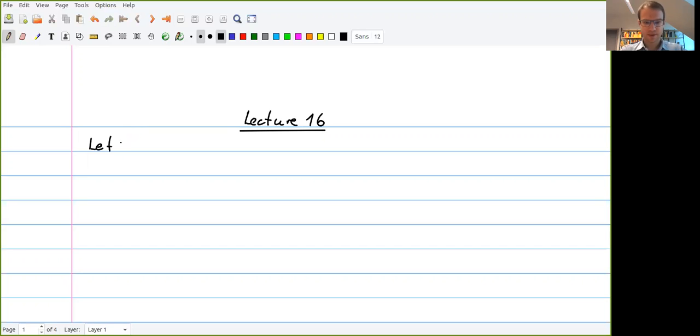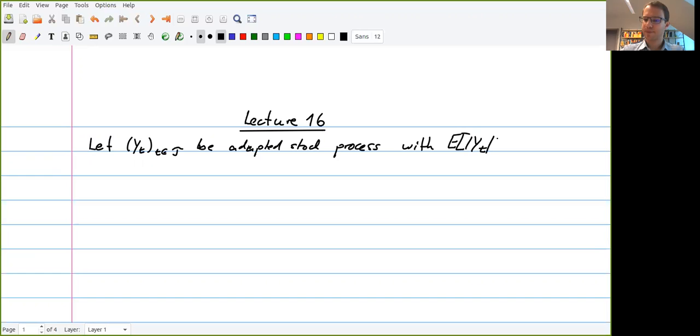So let us consider for the moment a general stochastic process, which is assumed to be, of course, adapted to the underlying filtration. And we want this to be an integrable process. So this means at every time t, the absolute value of the process Y at time t is finite. So this is our given stochastic process.